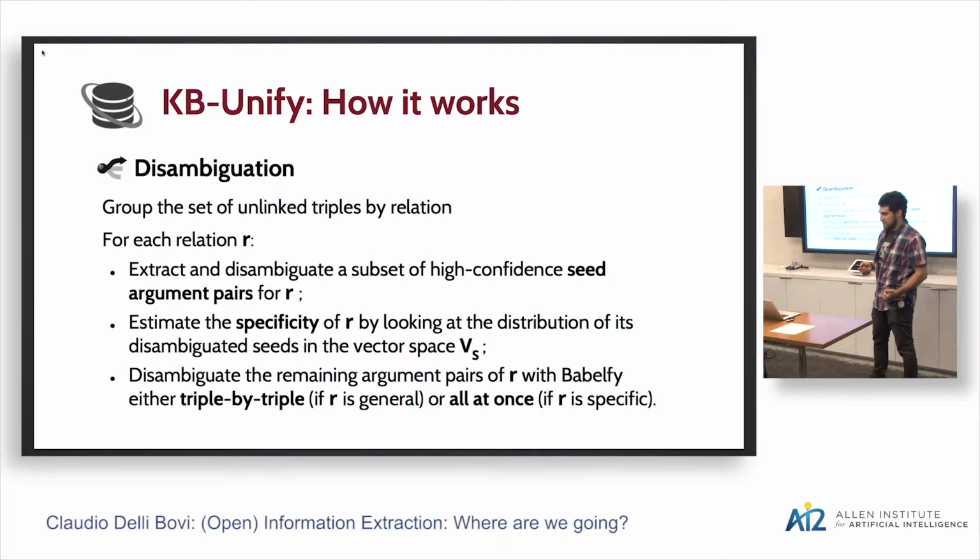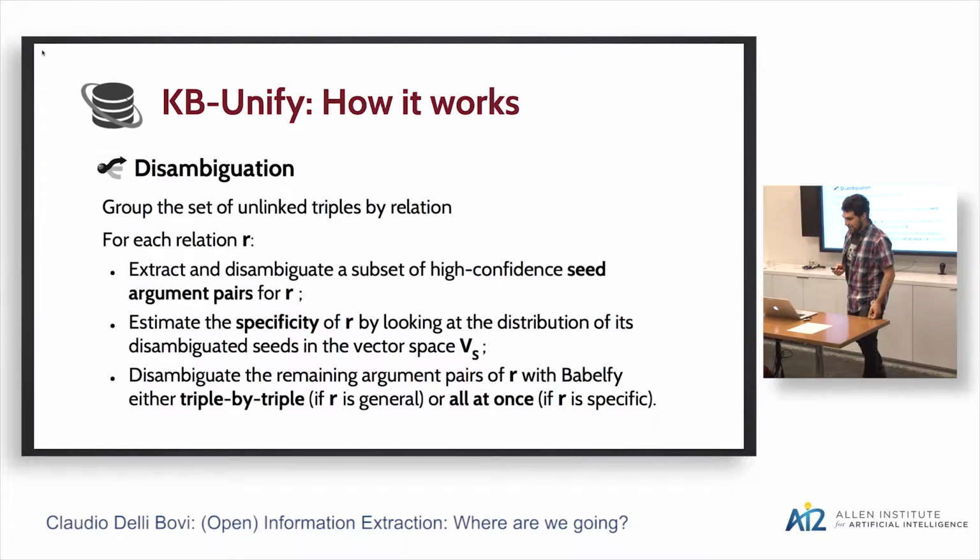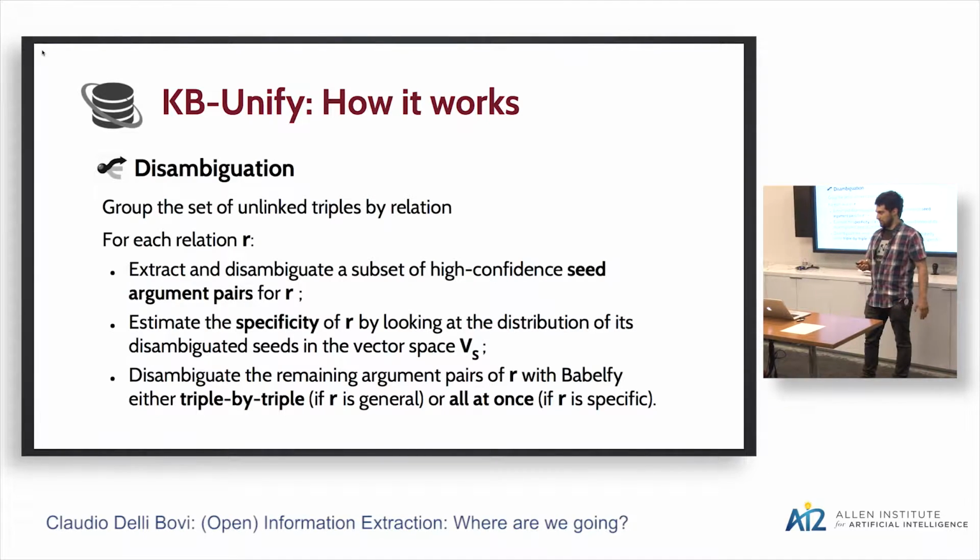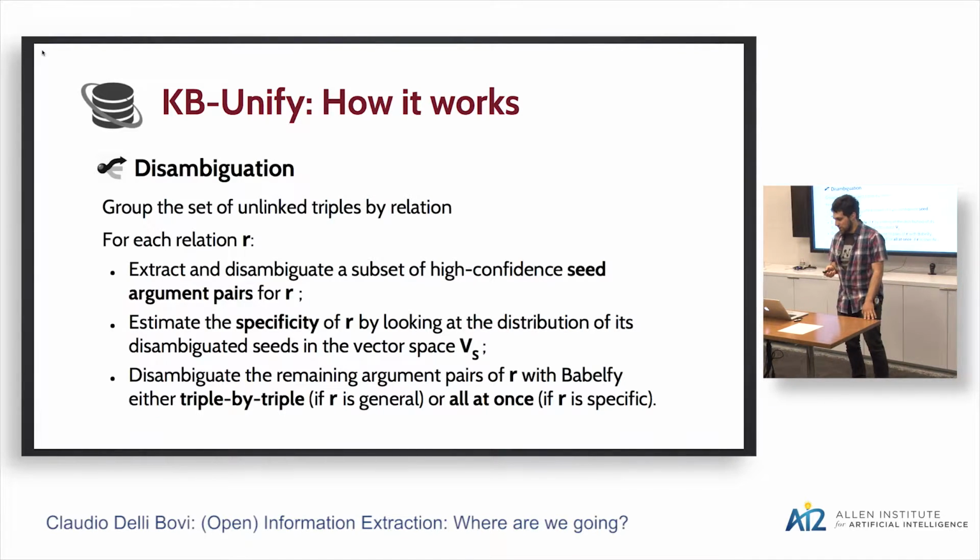Once you have this set of seeds, you try to model the specificity of the relation by looking at how these seed arguments are distributed in the vector space. This is a way to estimate how specific or general a given relation is. Based on this estimation, if the relation is specific, then I disambiguate all the relation triples at once. Instead, if the relation is general, then the only thing I can do is disambiguate each triple by itself.